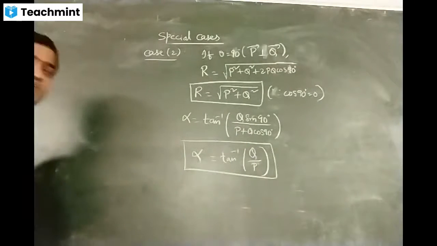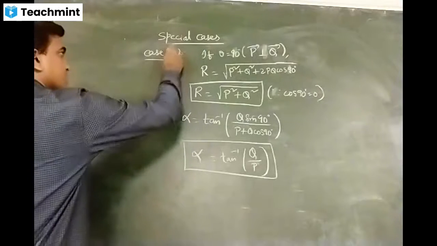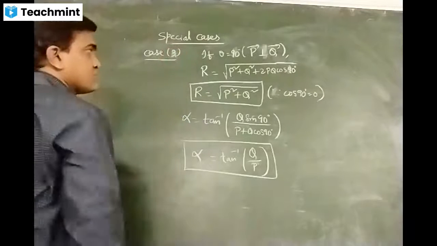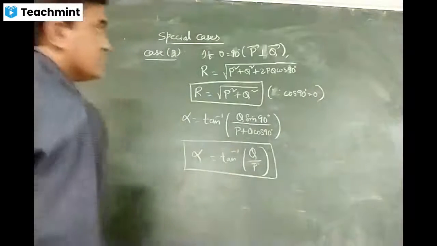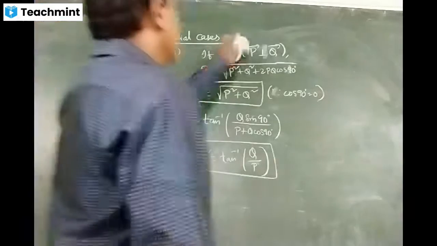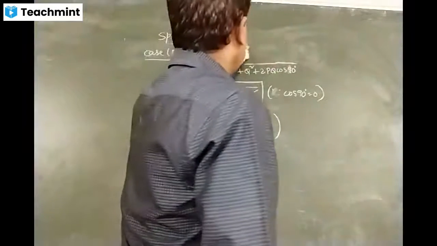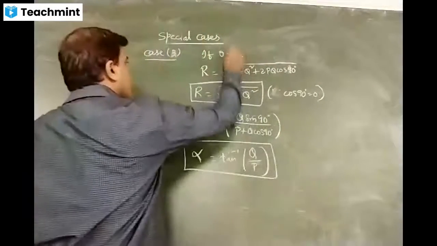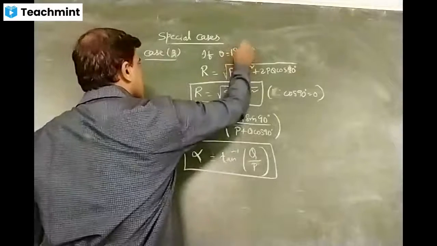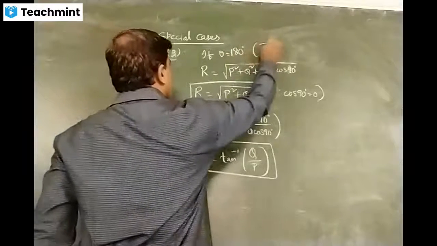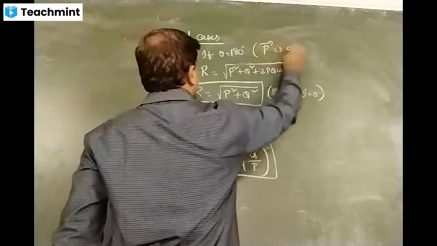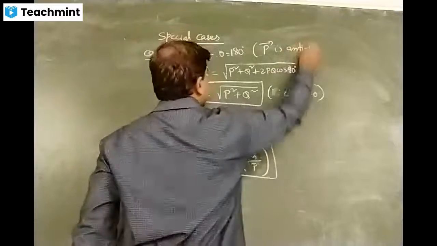Okay, now case 3, what is case 3? We have discussed case 3, which is 180 degrees. Theta is equal to 180 degrees, that is, P bar is anti-parallel.